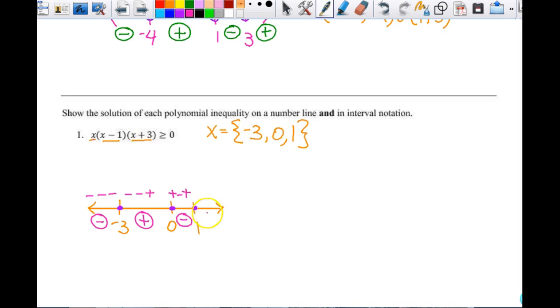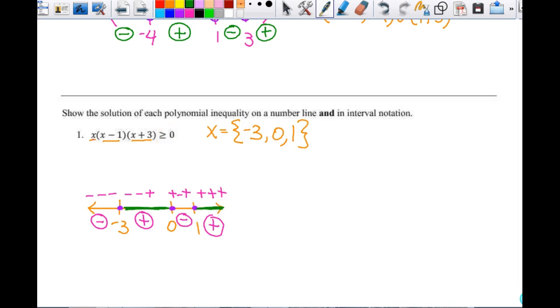Then here I could pick 2, so this is going to be positive, positive, positive. So what I'm looking for here is when the function is greater than or equal to 0. So that means I'm looking for when it's positive. So I'm going to shade this, shade this.